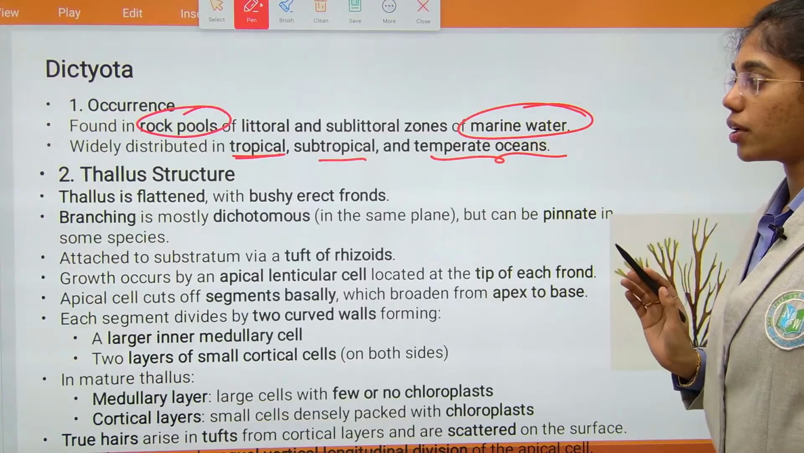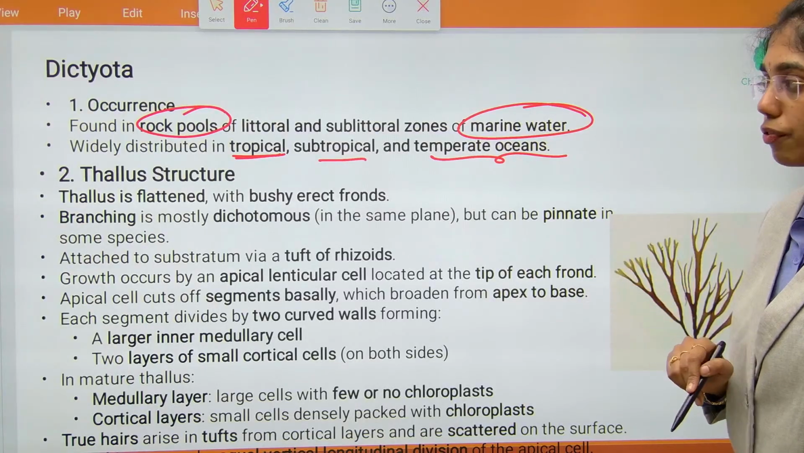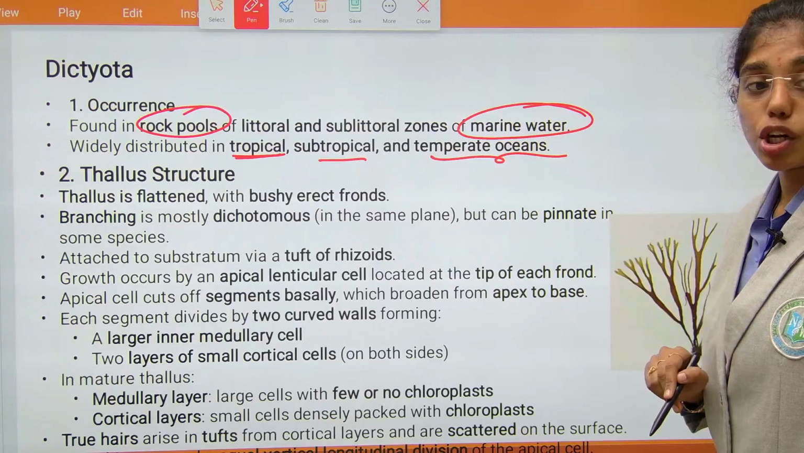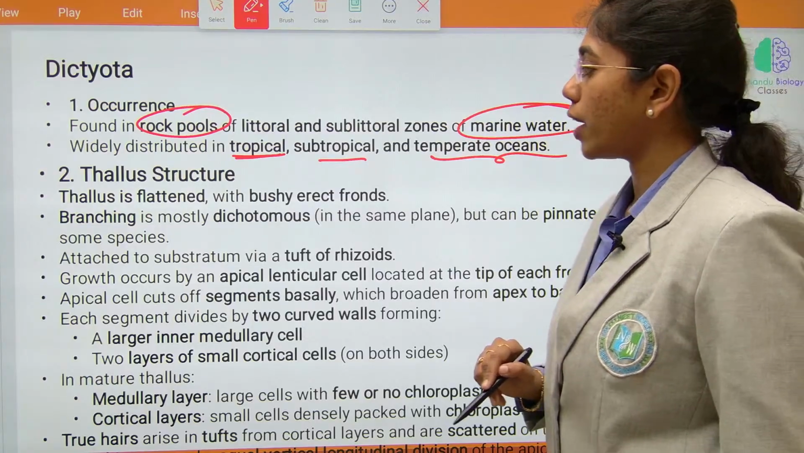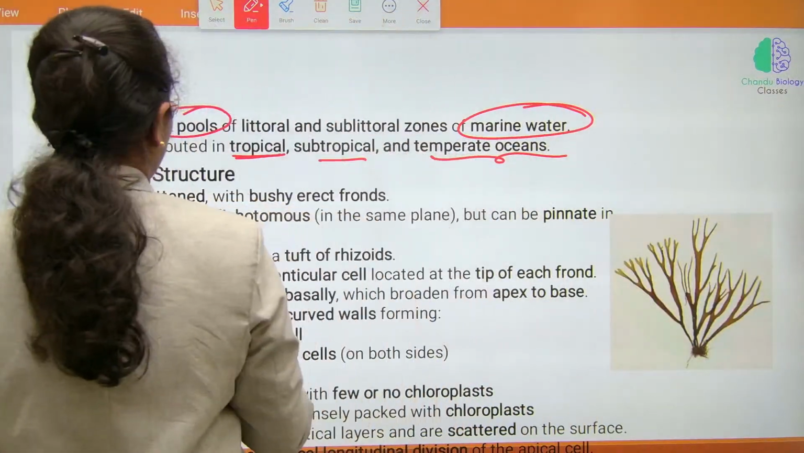The thallus of Dictyota is flattened, bushy and erect. The characteristic feature of Dictyota is dichotomous branching.